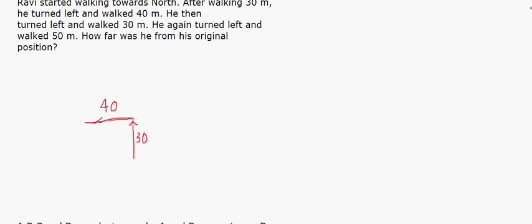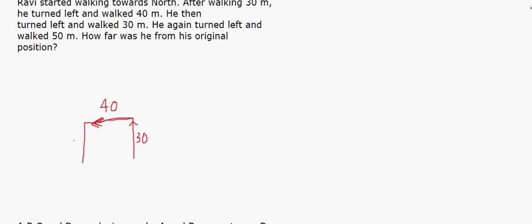Right? So this was his direction of moving. He then turned left and walked 30 kilometers. Now when he is facing west and walking, what would be on his left? He was walking, his face was in this direction, right? So imagine yourself walking in this direction. Where would be your left? It would be downwards, right? So it would be here.